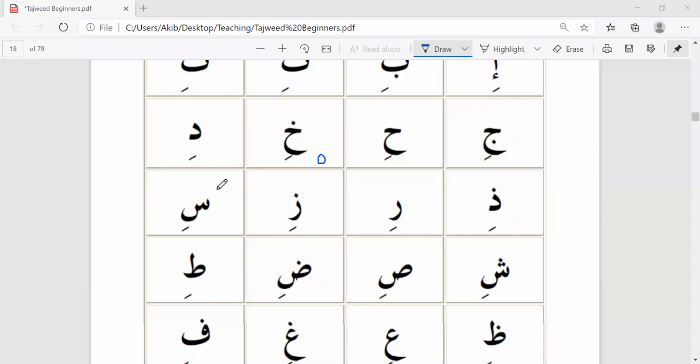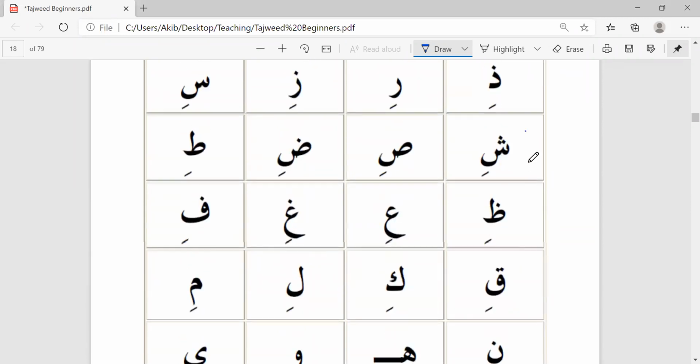And again, the makhraj is the tip of the tongue touching the bottom two teeth. The sheen is going to be she, she, she. And now we come to the letter sad, the second heavy letter. So again, you're going to put lots of pressure on the bottom teeth and slowly release that sound.